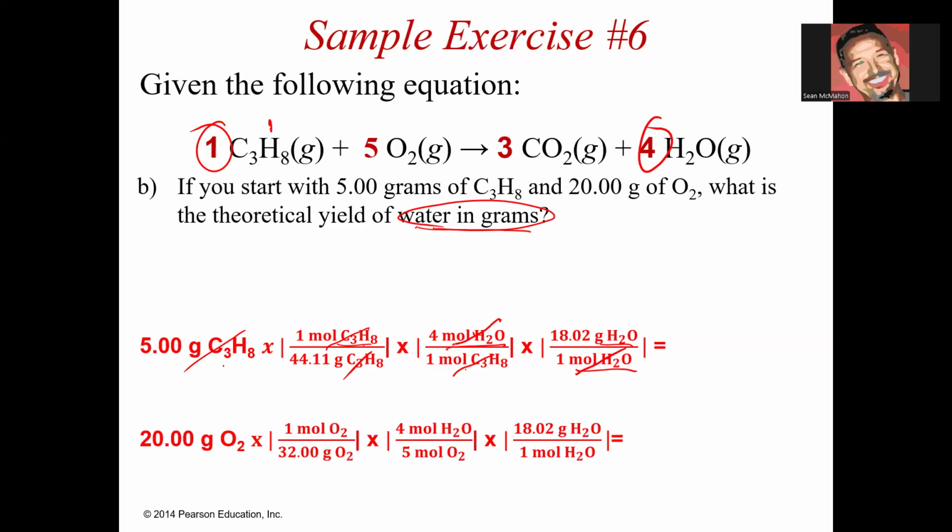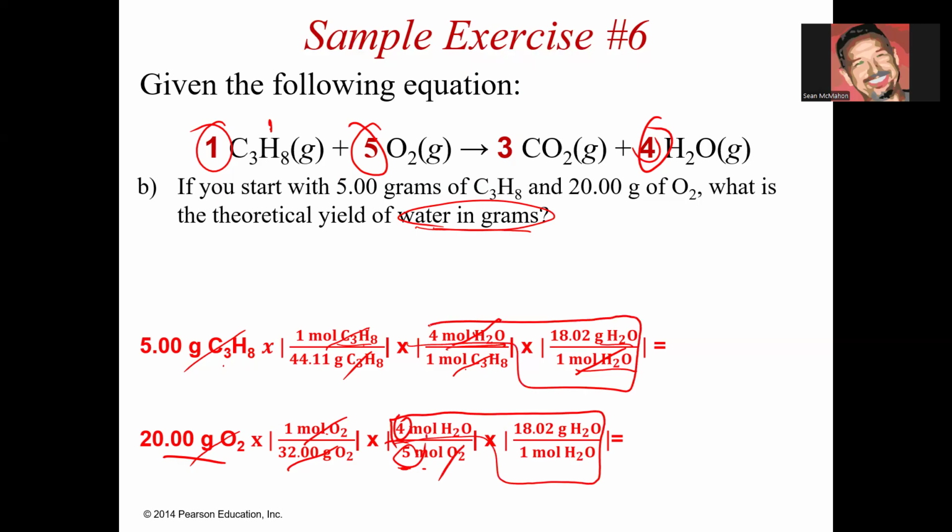I'm going to set it up again before I even calculate. Now with the 20 grams of O2, go to moles of O2 using molar mass. Go from moles of O2 to moles of water. How? Mole ratio. There's 5 moles of O2 to 4 moles of water. Moles of oxygen cancel. Now this last half is going to be the exact same. 1 mole of water is 18.02 grams because I want grams. Perform my calcs. I get 8.17 grams of water from the 5 grams of propane, 9.01 grams of water from the 20 grams of oxygen.